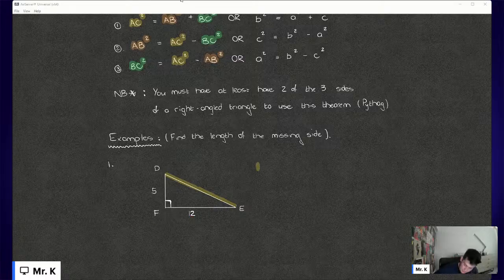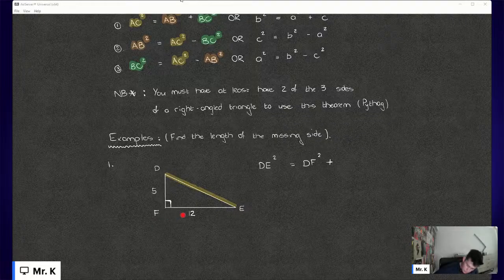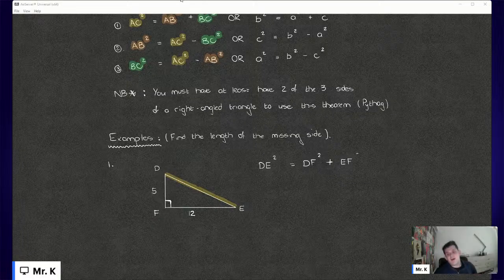So we can say the following. DE squared, that's our long side over here, is equal to the short side on the left here, the height of the triangle, DF squared, plus this base, which is EF squared. So now we've essentially taken Pythagoras and applied it to our own triangle, applying the letters and the naming conventions in the question that we were given.